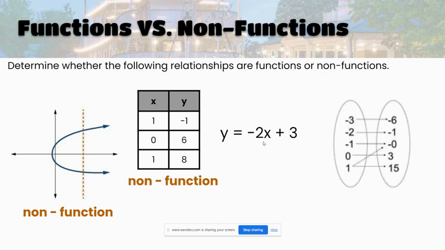If I type y equals negative 2x plus 3 into the calculator, I'm going to get a straight diagonal line. So it's going to be a function because if I do the vertical line test, it's only going to touch once. Here I see on the mapping, I have two lines coming off one. Therefore, it's not a function because the x value repeats.